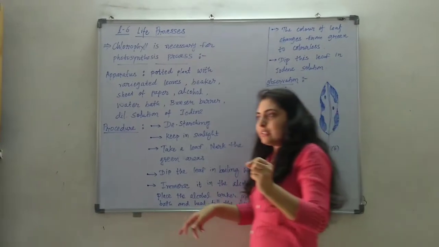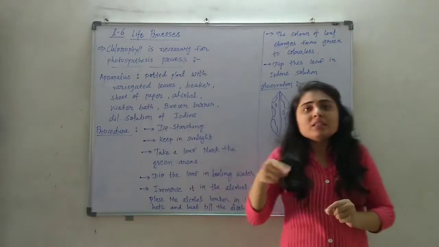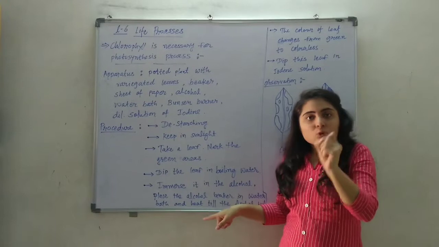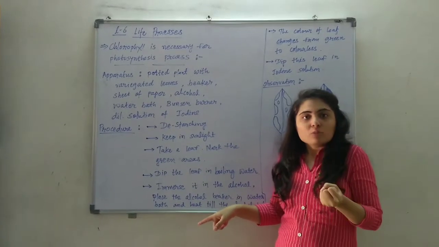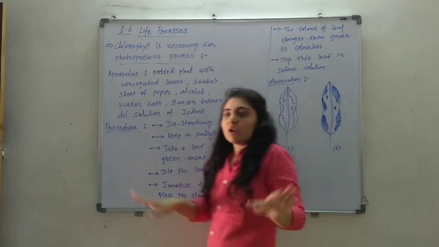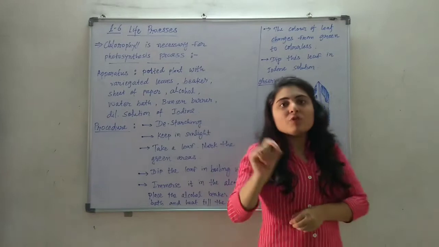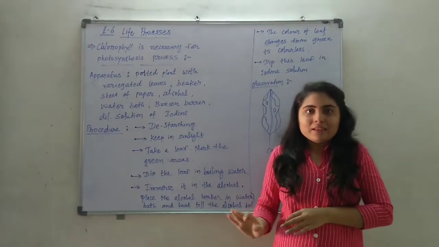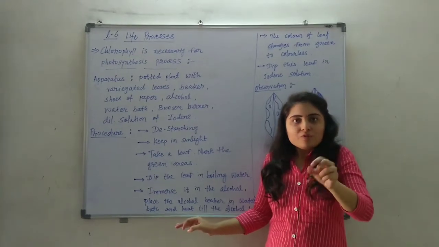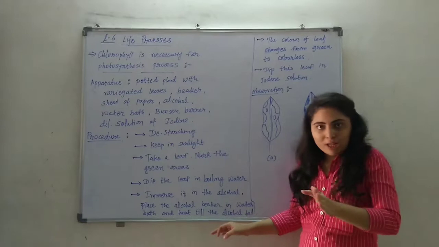So why are we boiling this leaf in alcohol? Because when we boil this leaf in alcohol, the chlorophyll will be absorbed by the alcohol. So now there will not be chlorophyll inside the leaf, and the leaf will become completely pale. The green color of the leaf will be removed because now the chlorophyll is absorbed into the alcohol.